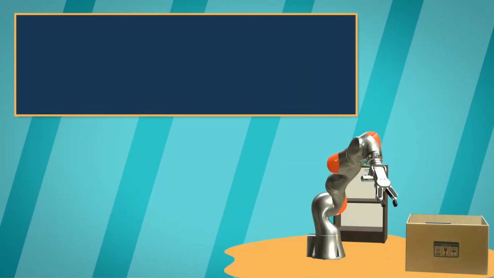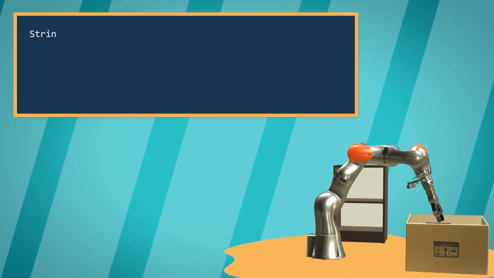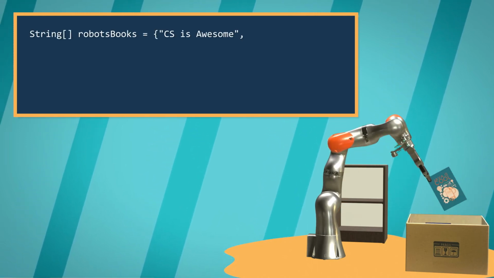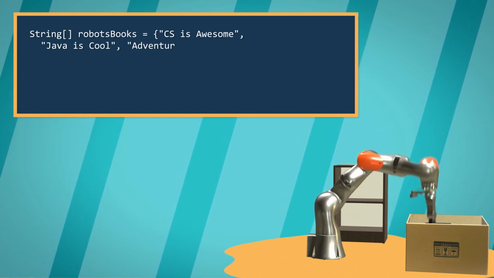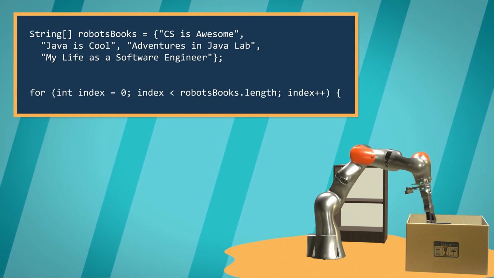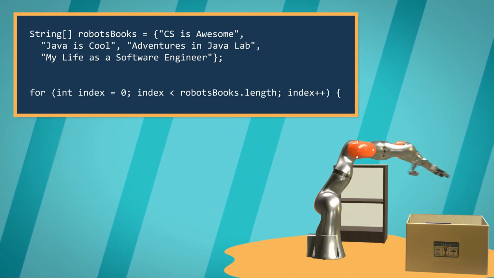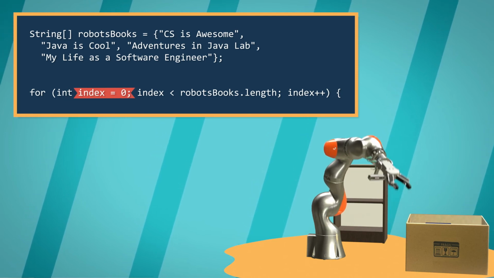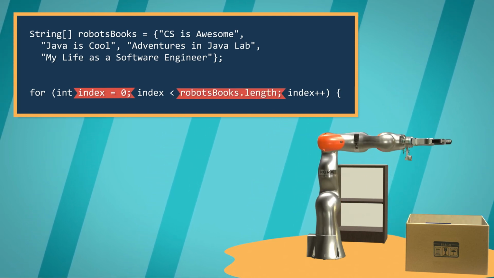With loops, we can access a specific element in an array using the loop control variable as the index. For example, if we put the robot's books into an array like this: String[] robotsBooks = {"CS is awesome", "Java is cool", "Adventures in Java Lab", "My Life as a Software Engineer"}. Then we can print this array using the loop control variable to start at the first book at index 0 and loop through the array until we get to the end like so.